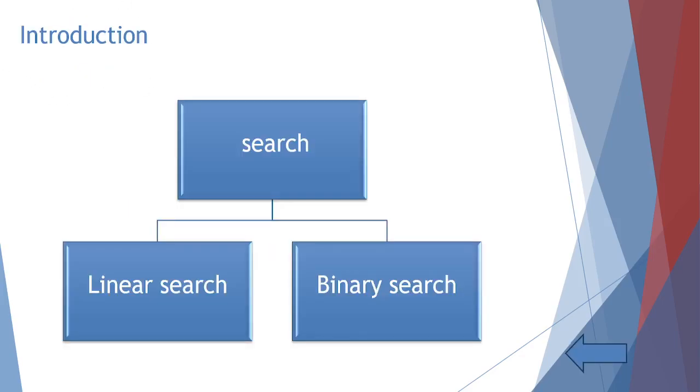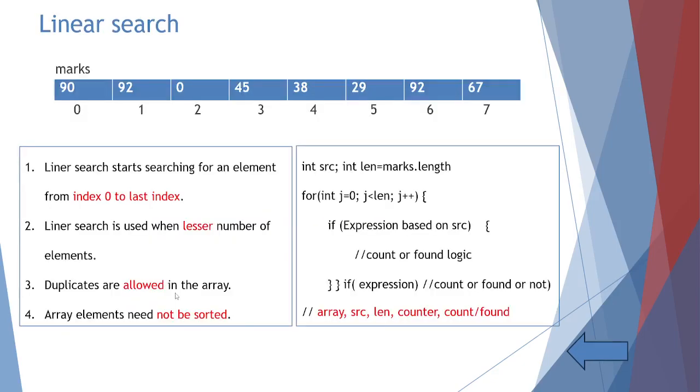There are two types of searches. First one is linear search, second one is binary search. Linear search, we know already. It starts searching from index 0 to the last index. If the input size is 1 million, then the element is not found 1 million times. It searches and then decides. Linear search is used when a lesser number of elements are there in the array.